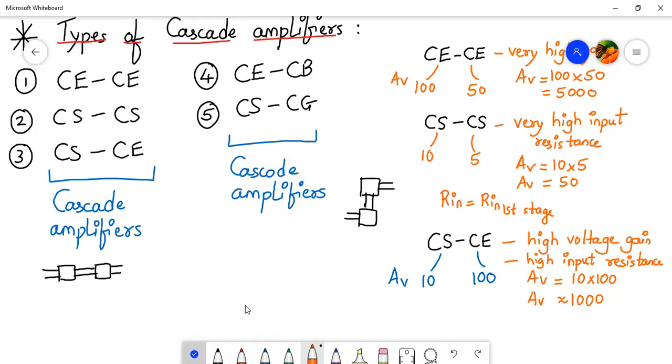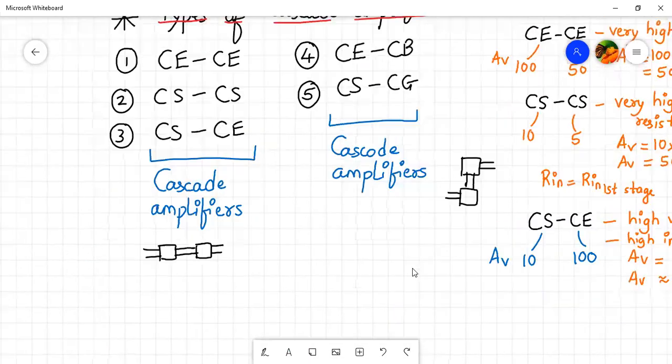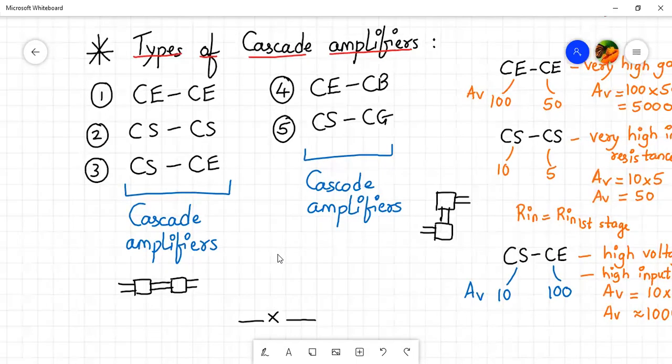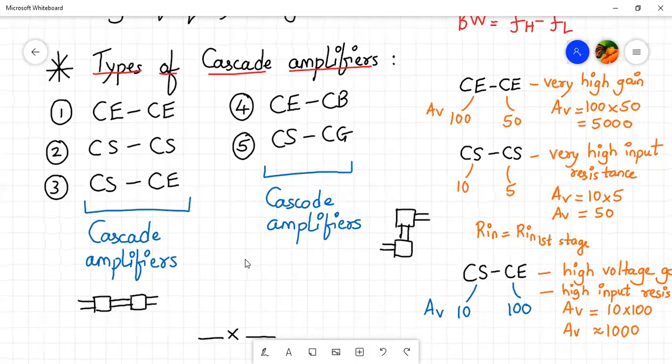Okay, so with this we have come to the end of this session, and we have covered the introduction to the cascading concept. We have seen the effect of cascading on the voltage gain, input and output resistance. Then we have seen the effect of cascading on the lower cutoff frequency, higher cutoff frequency, and the gain bandwidth product. And also we have seen the different types of coupling mechanisms. There were two types, RC coupling and direct coupling. And also we have seen the types of cascade amplifiers we will analyze.